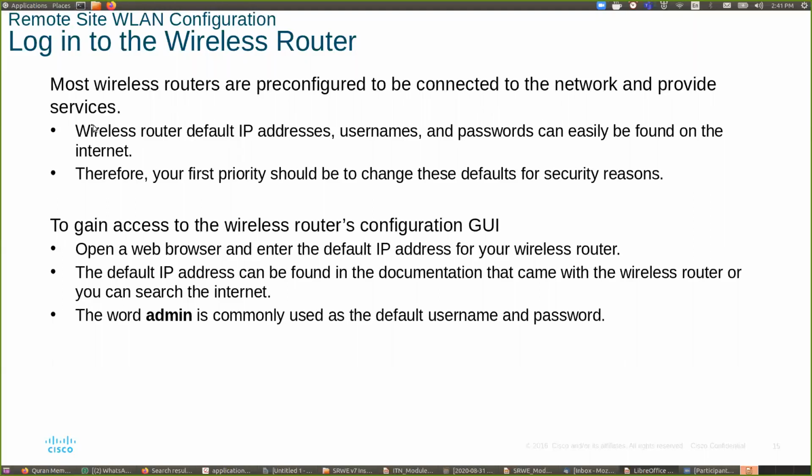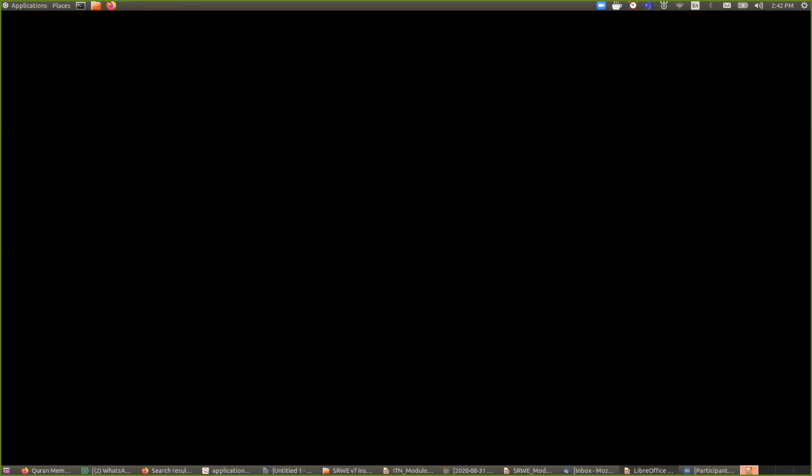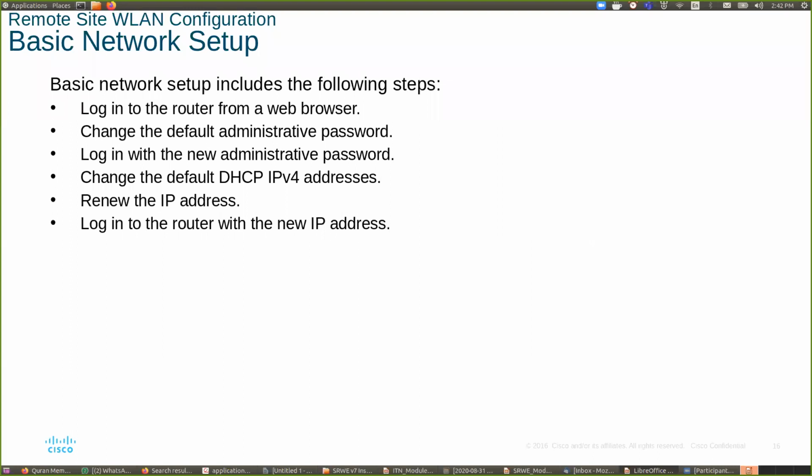Then you have to enter your username and password. That information will also be at the back of the router, or you can even Google it if you don't see it at the back. You can look at the make and model of the router and Google it. Then you connect there, and you will have access to configure that wireless router. It's not something difficult. You can see the steps here.